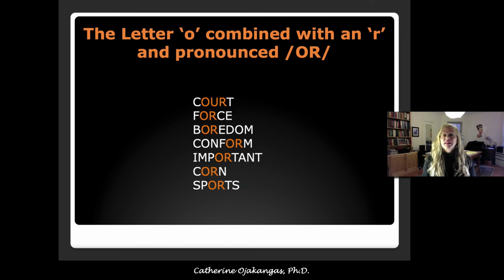And the last rule for ways we can pronounce the letter O, again, if it's combined with an R, sometimes instead of being pronounced er, it's pronounced or. So let's try these words: court, force, boredom, conform, important, corn, and sports.